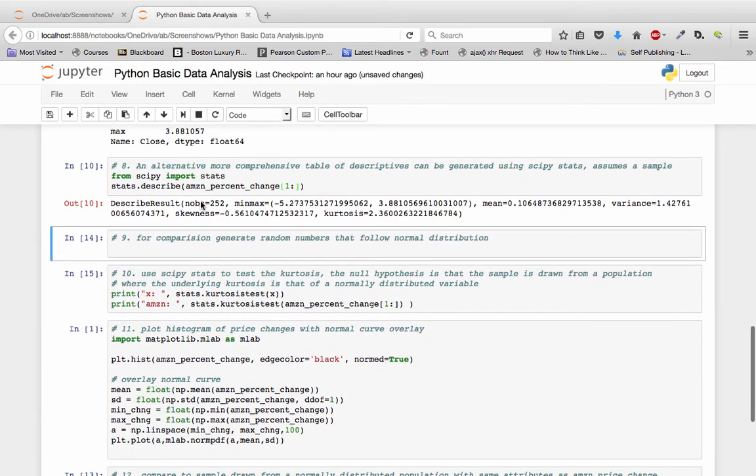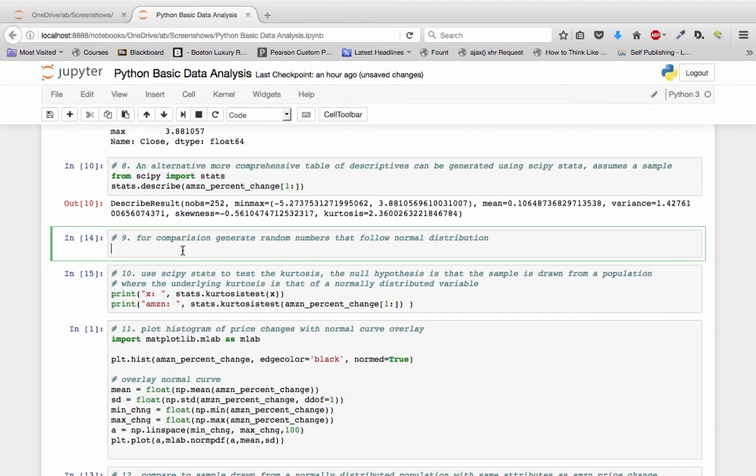When I run that, we get some of the same numbers as before. We don't get a pretty table, but we do get the added values of skewness and kurtosis. Here we can see the negative skewness I mentioned earlier, so we probably can't assume this is a normal distribution. The kurtosis talks about the height and width of the distribution. A zero value is what we'd expect if the underlying data is drawn from a normally distributed population. We have a kurtosis of 2.36, significantly higher than zero, so we would predict that this is not drawn from a normally distributed population.